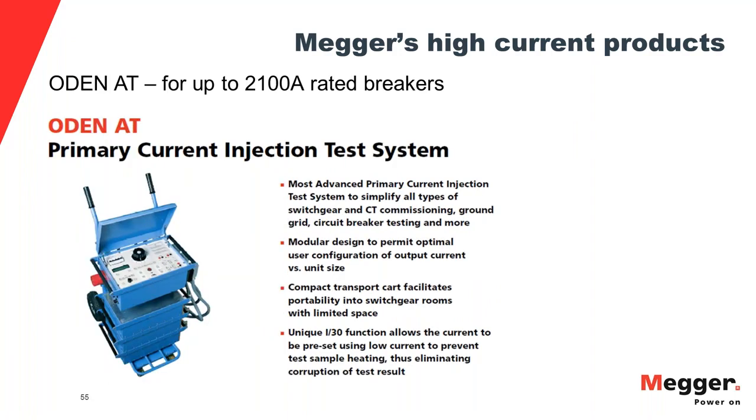Then you have the Odin, which can test up to 2100 amp rated breakers. It can be moved around on a cart, so it's portable. There are current modules in it. You can use one, two, or three modules depending on your current requirements.